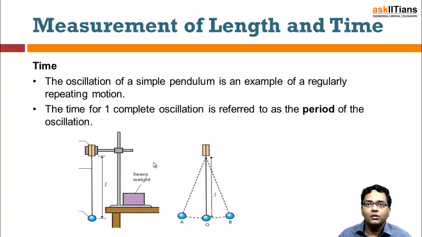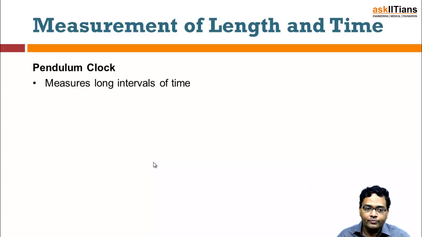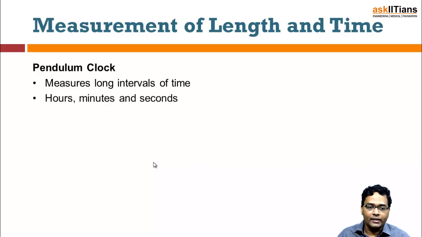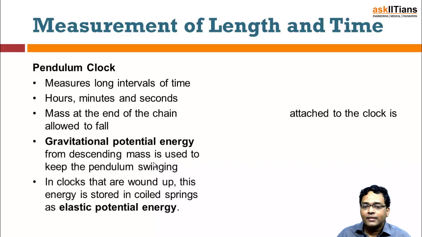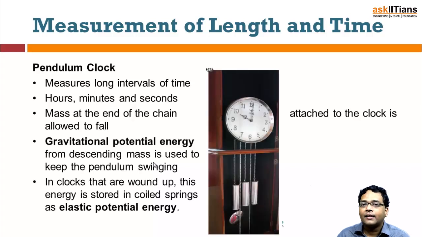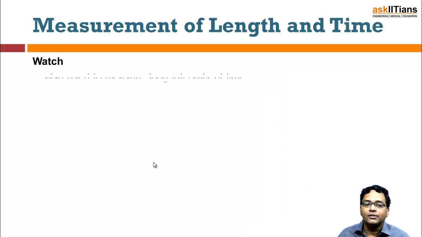How does it measure? The bob of the pendulum keeps on rotating. As a result of that, you can measure the time period of it. The pendulum clock measures long intervals of time. It measures in hours, minutes, seconds. In this particular case, a mass is allowed to fall, and under the gravitational potential energy, it keeps on rotating. This is what results in the motion.